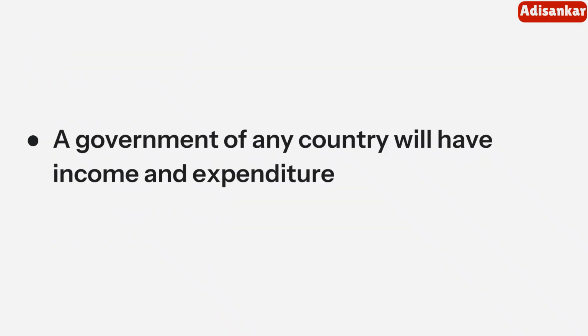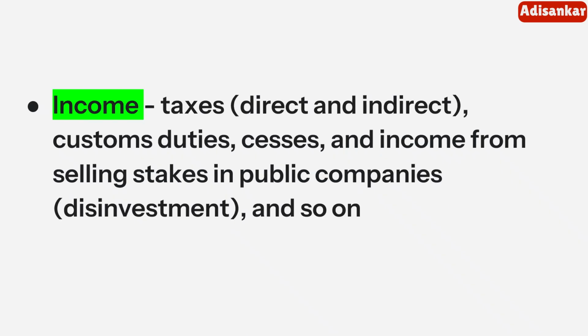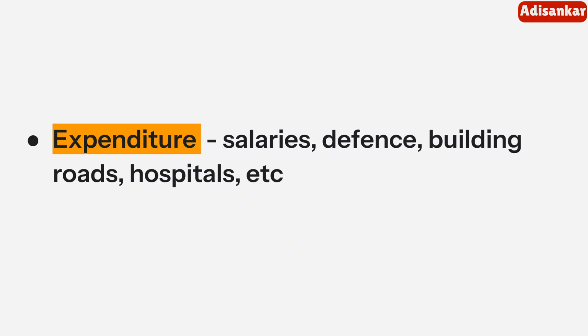A government of any country will have income and expenditure. A government's income includes taxes like direct taxes you pay from your salary and indirect tax which you pay through GST. Customs duties, cesses, income from selling stakes in public companies called disinvestment, and so on. Its expenditure includes salaries, defense expenditure, building roads, hospitals, etc.